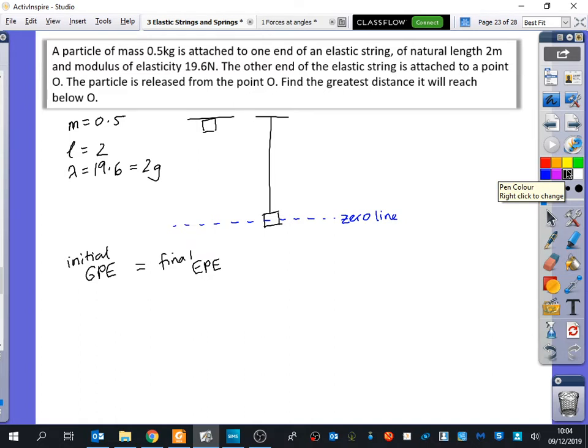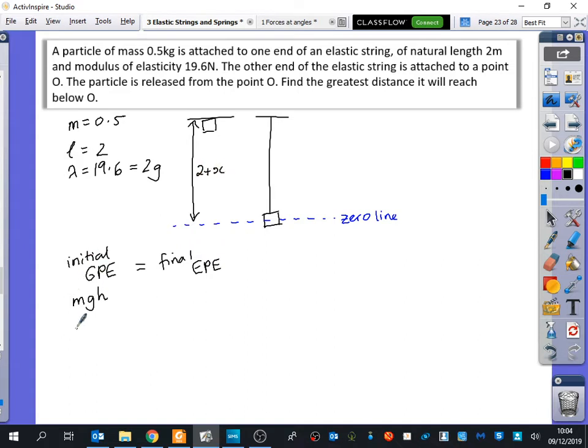So we know something about the natural length of the string. The natural length of the string is 2. So we know for sure that this distance here has got to be longer than 2. Is the formula for gravitational potential energy mgh? Yeah, this is just mgh. So we need to figure out how we're going to describe this distance here. How do you want to describe that distance? 2 plus x. This is just 2 plus x.